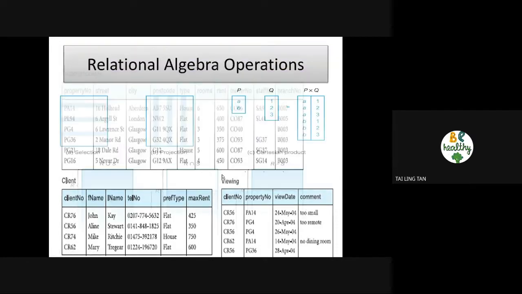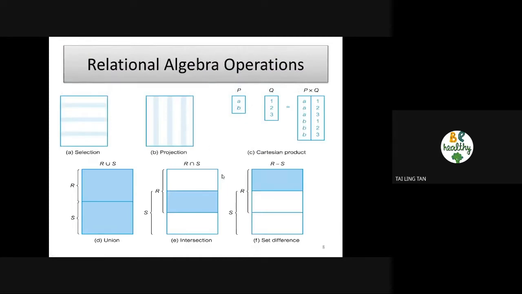Okay, then we continue to this part. We will go through all these relational algebra operations here. So again, if you left school a long time ago and you almost forget all this mathematics, then it is time for you to do some revision. Although it is not 100%, at least we have the basic idea of what selection, projection, product, union, intersection, and difference are. What is all this about?